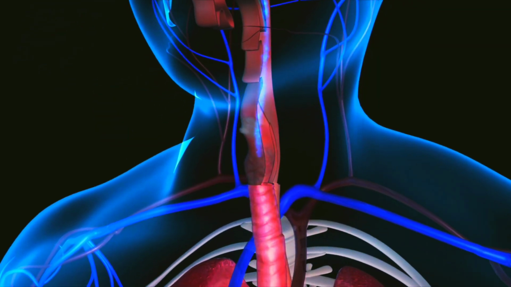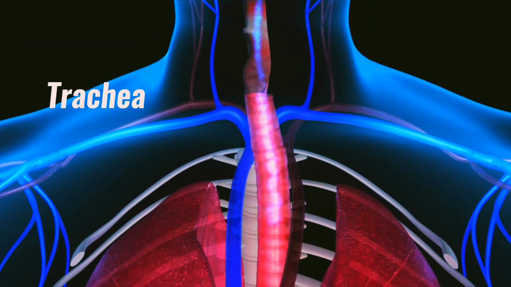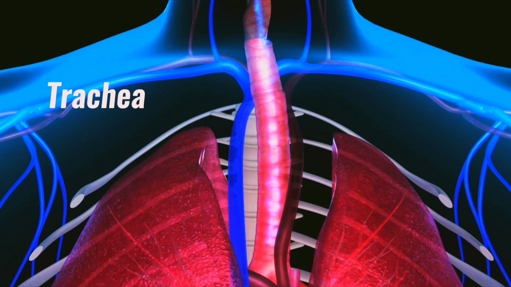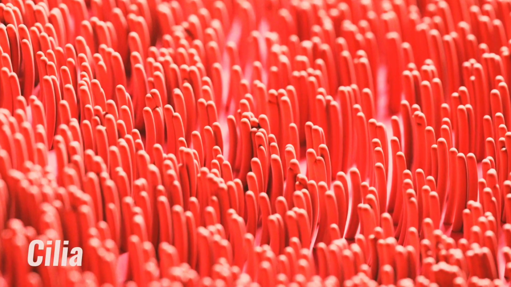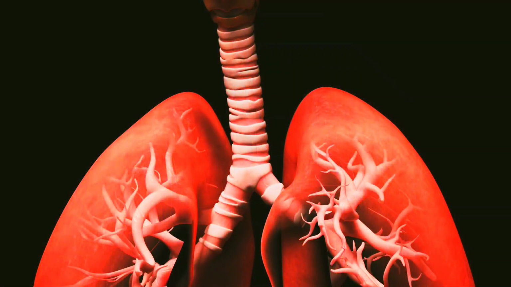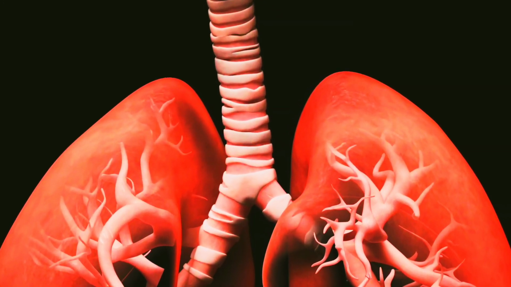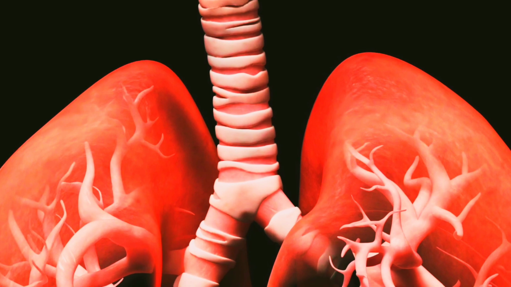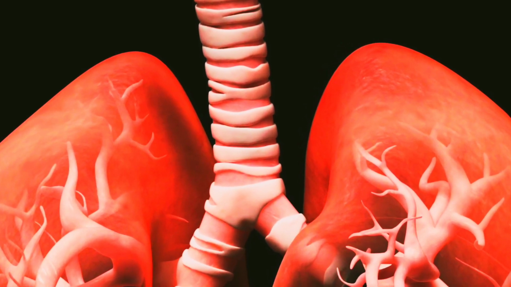From here, the air passes down into the trachea, also known as the windpipe. The inner membrane of the trachea is covered in tiny hair cells called cilia, which catch particles of dust which are removed through coughing. The trachea is surrounded by 15 to 20 C-shaped rings of cartilage at the front and side, which help protect it and keep it open.